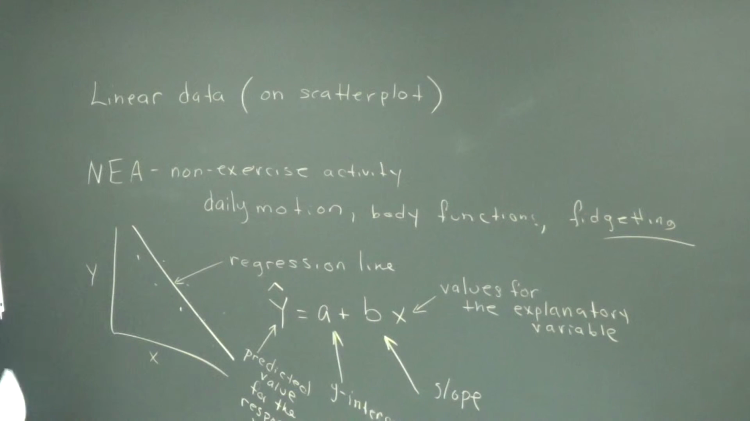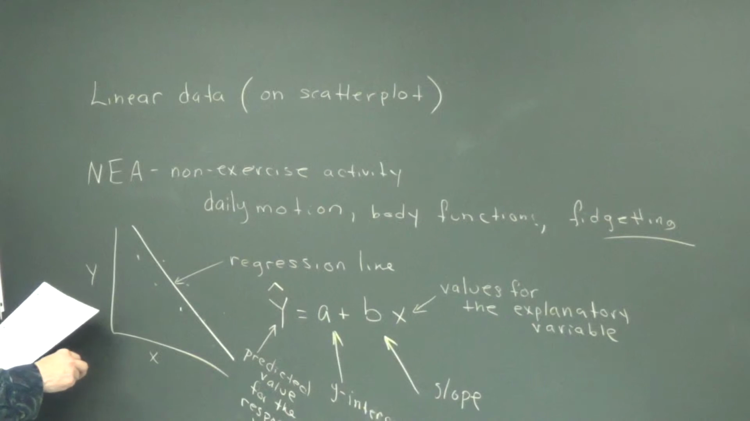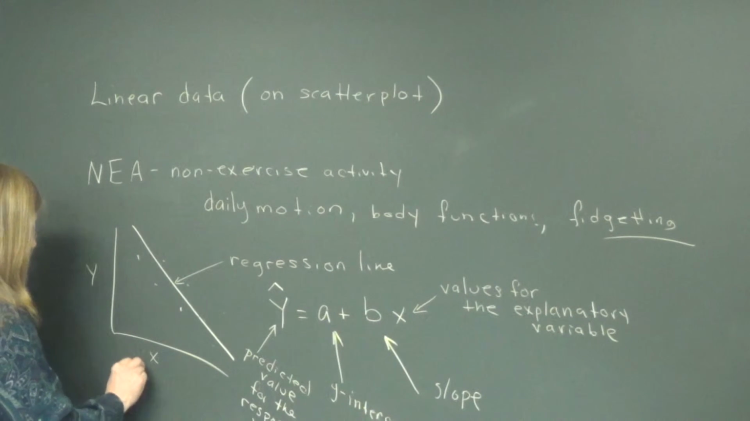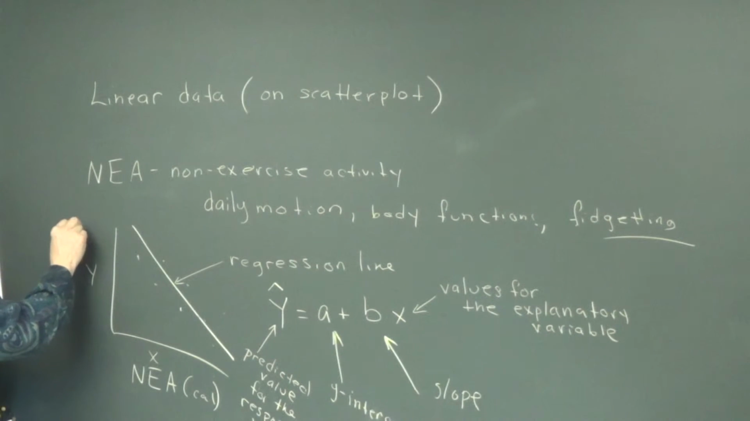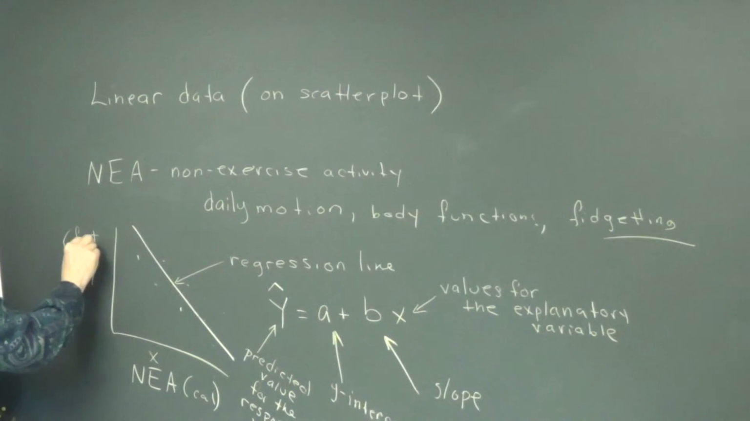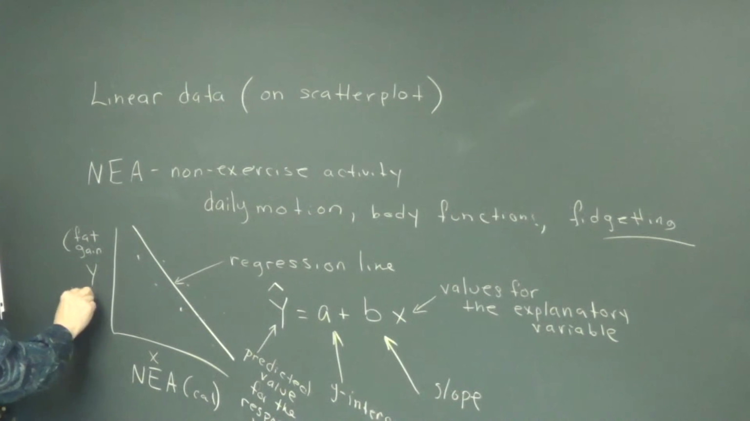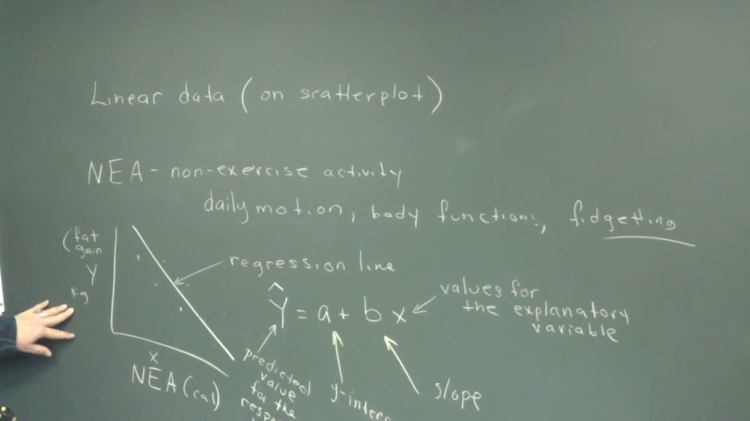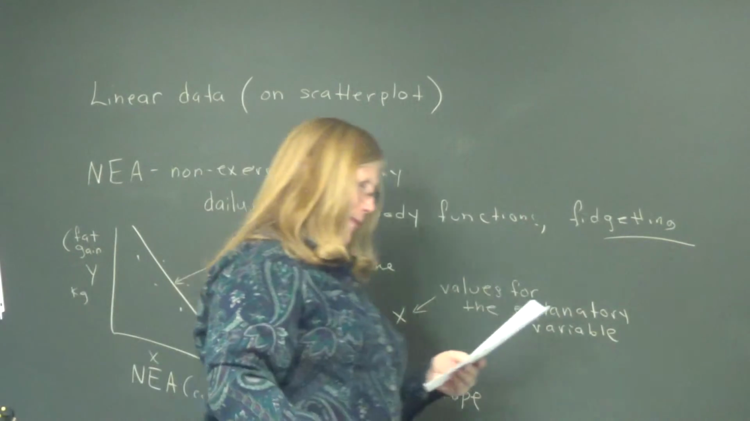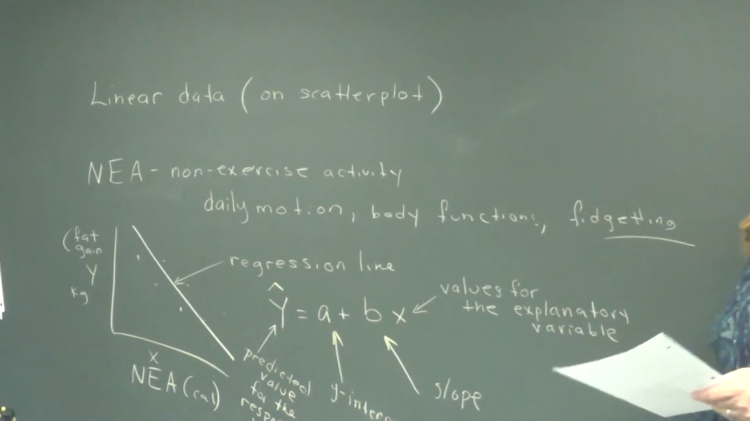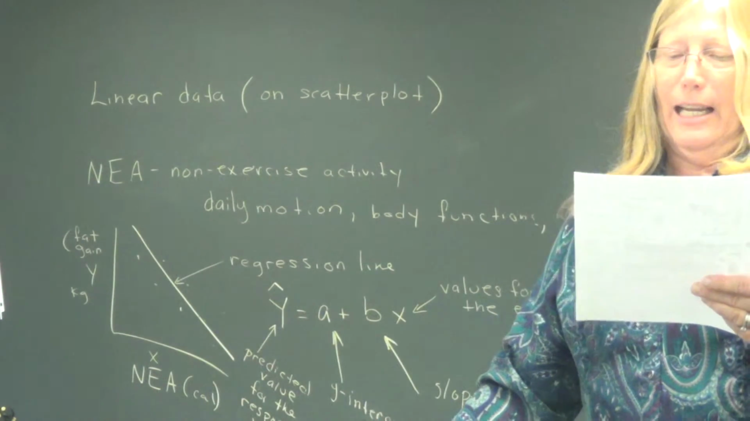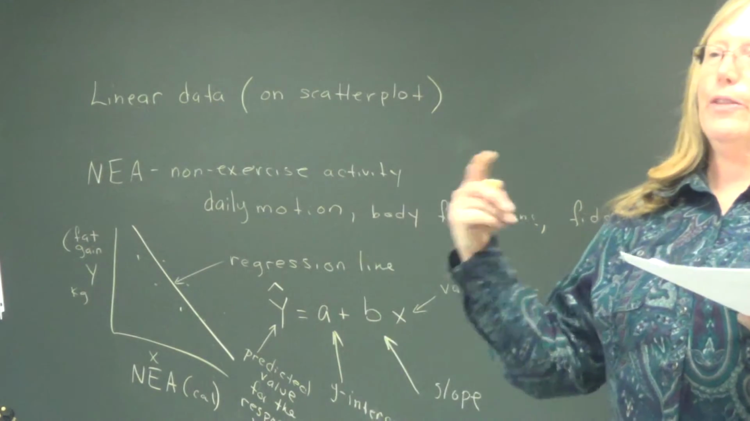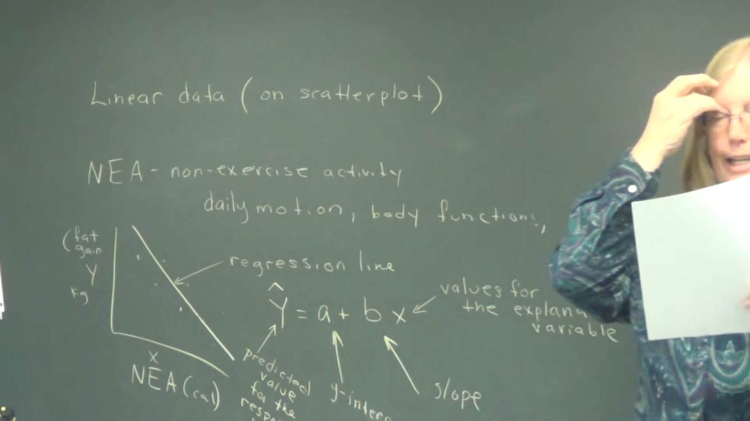So for this particular example, where we have the non-exercise activity down here in calories, and up here we had the fat gain in kilograms, the example looks like this. Can you find the example? They actually gave you the slope and the y-intercept for this example. Julia, could you read that for us?